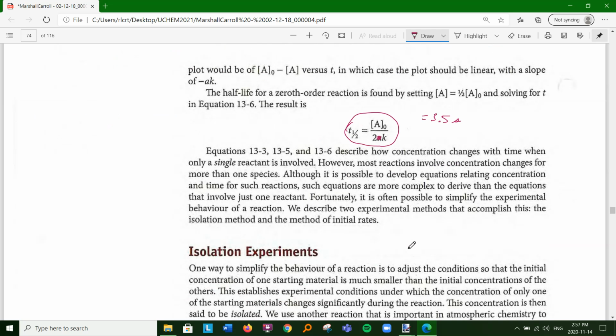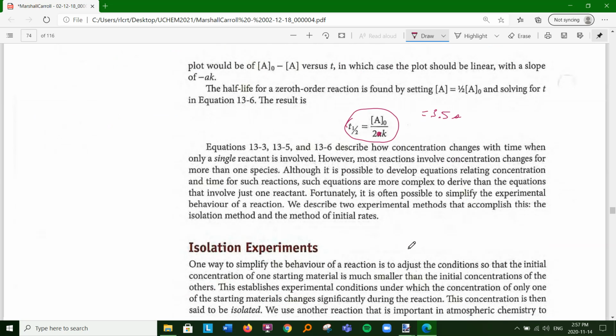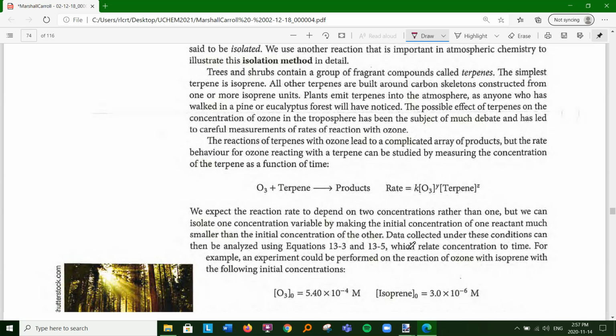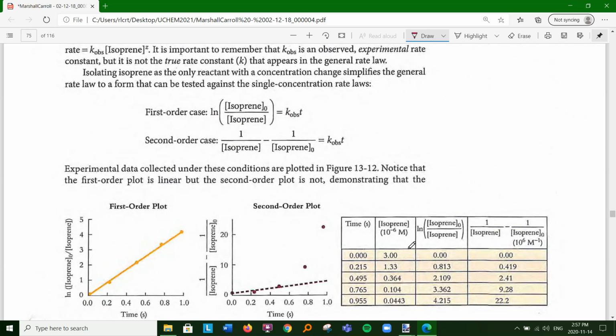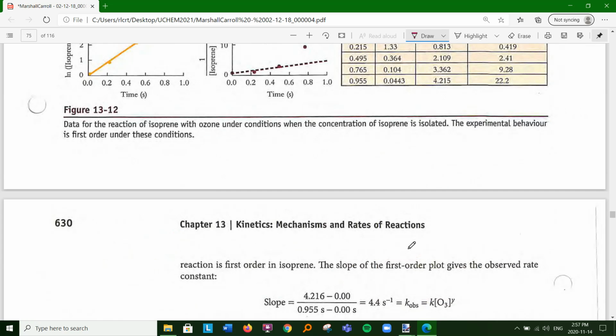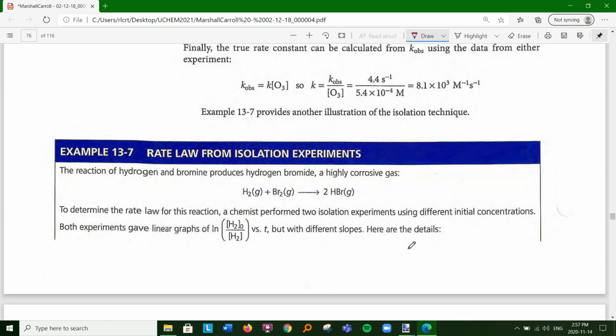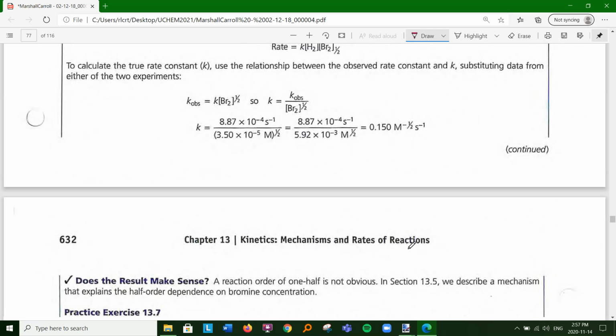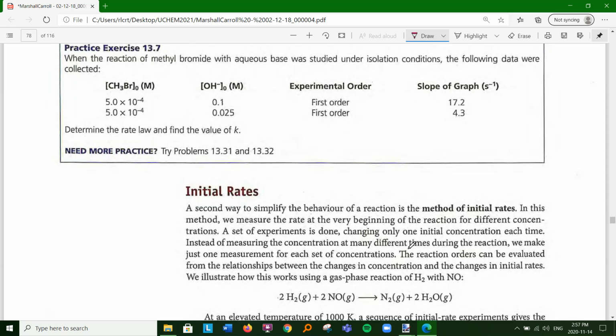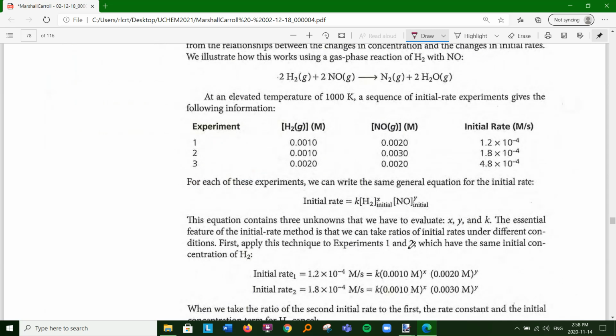So that's the integrated rate law. Let me jump a bit ahead. Isolation experiments, we won't care about those. They aren't the ones we focus on the most. But now that we know it's important whether it's a first order, second order, or third order reaction, we want to experimentally determine what the order is.